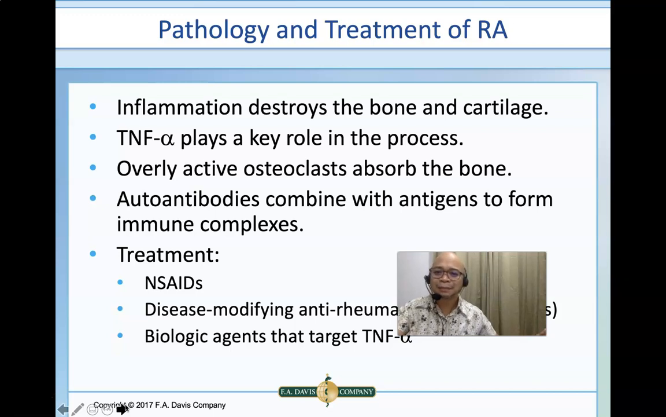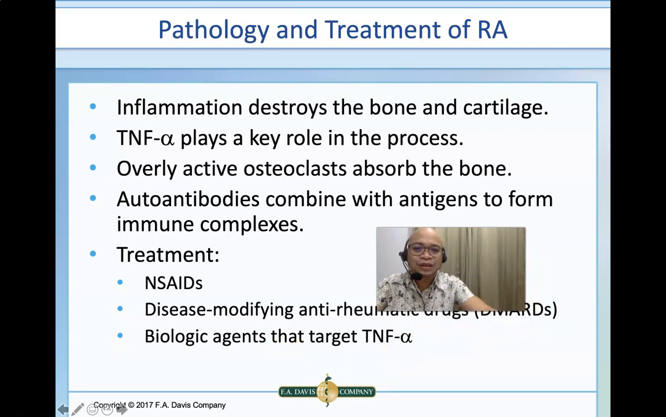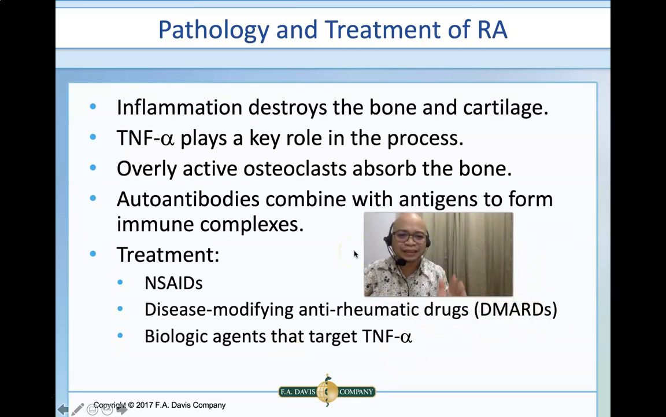So, what will happen here is that overly active osteoclasts are being absorbed into the bone. So what do you mean by osteoclast? Remember in histology, we discussed that there are several types of bone cells. So these are the osteocytes, the osteoblasts, and the osteoclasts. Osteoclast is a type of cell that is involved in bone destruction, meaning the calcium is actually being degraded.